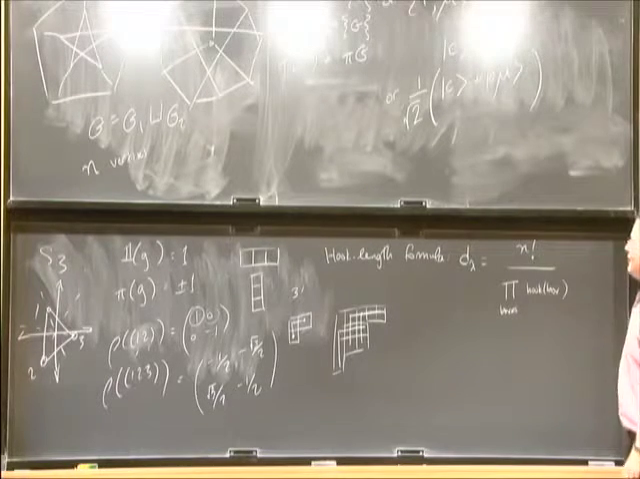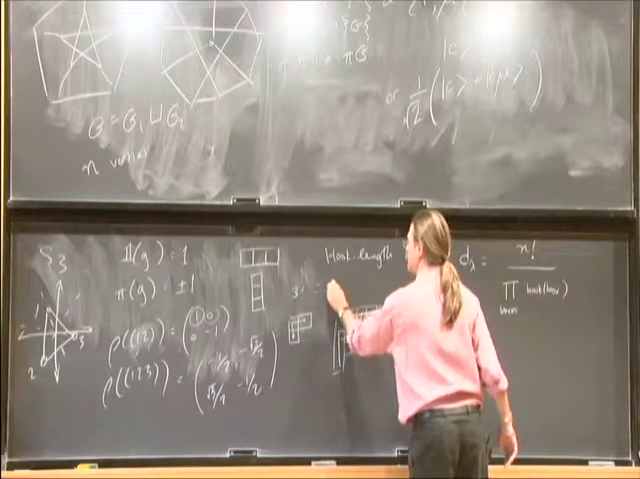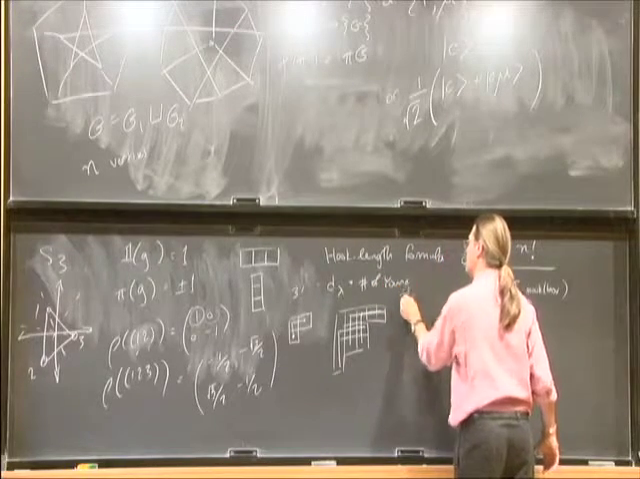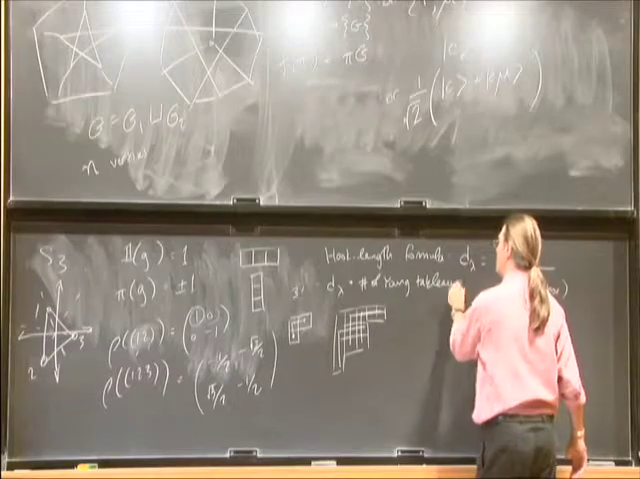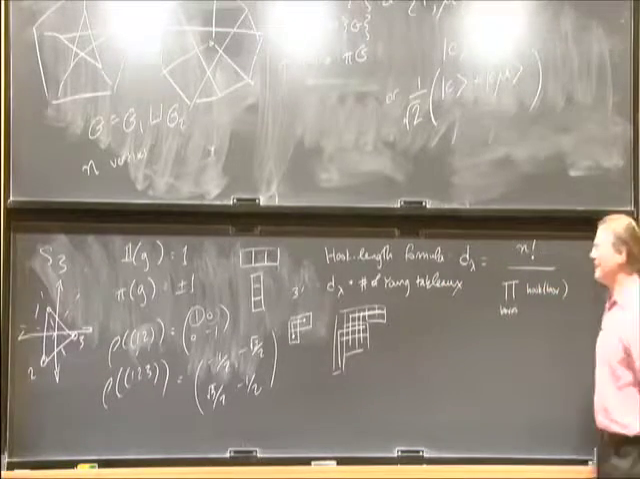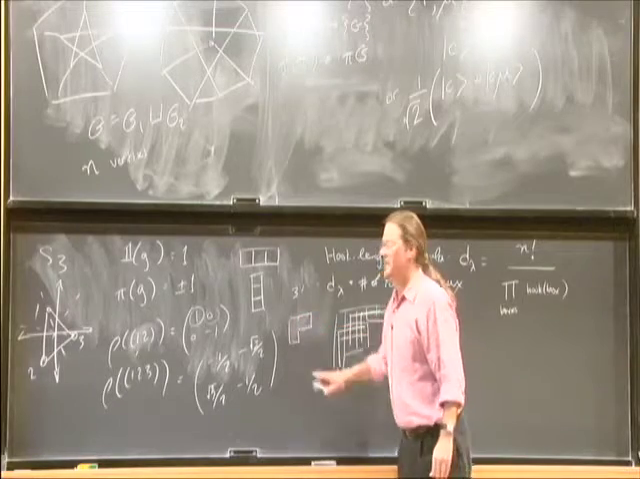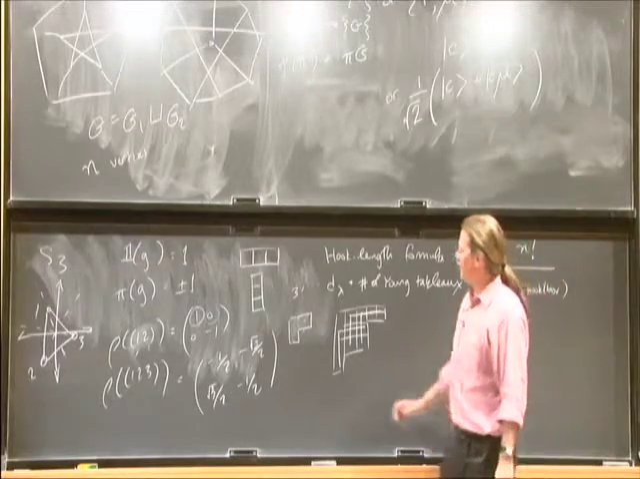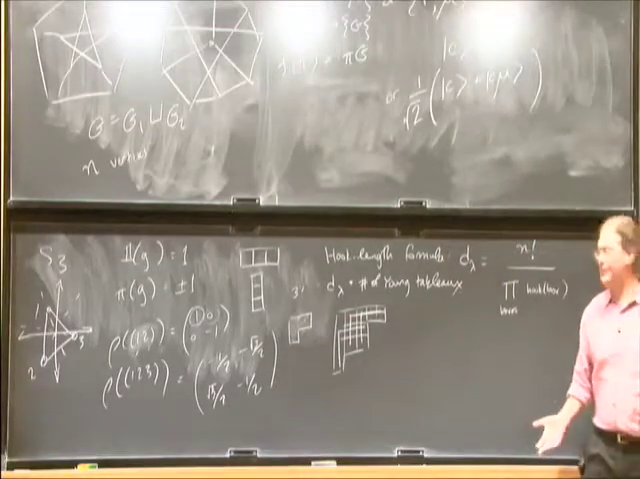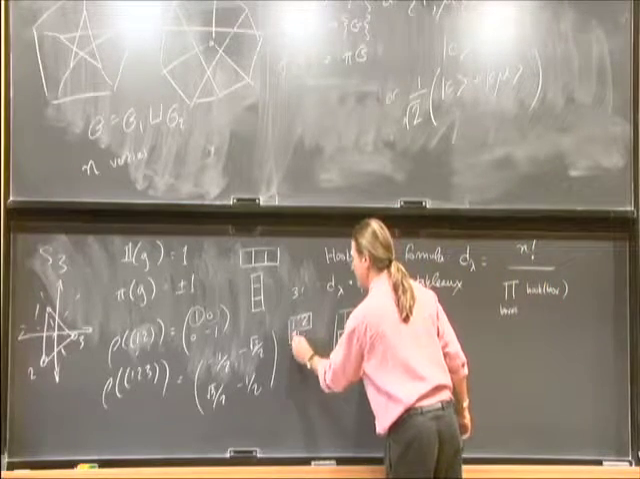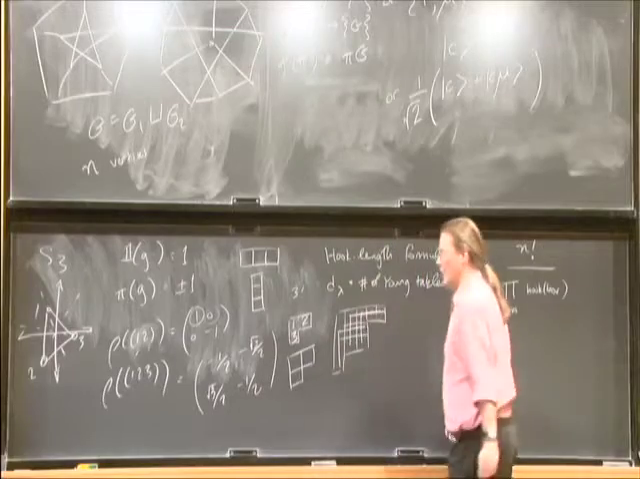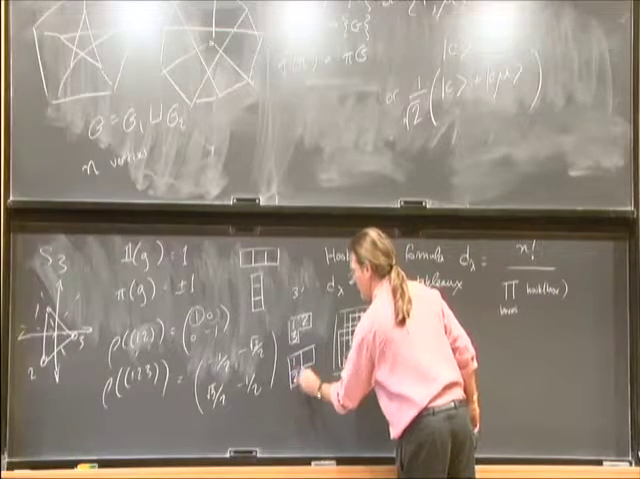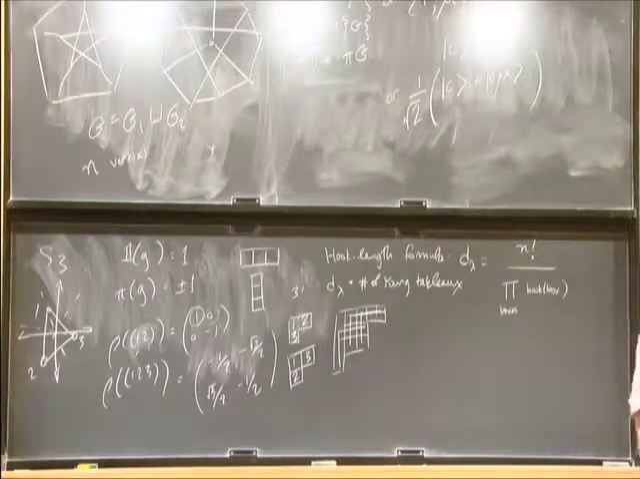I should mention that this dimension is also the number of Young tableaux. And what is a Young tableau without an x? So that's the singular. It is a way of filling in a Young diagram with the numbers 1 through n so that each row and each column is increasing. Columns have to be strictly increasing, and each number appears once. So this has 2 Young tableaux, which is the other way to see that it is two-dimensional.